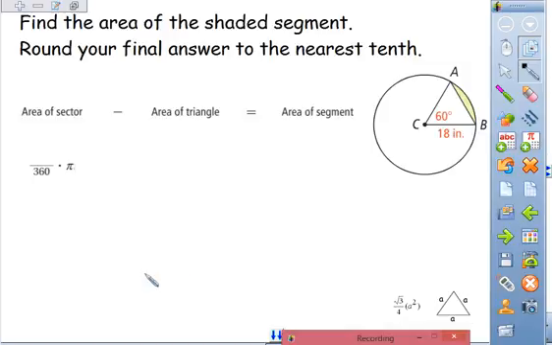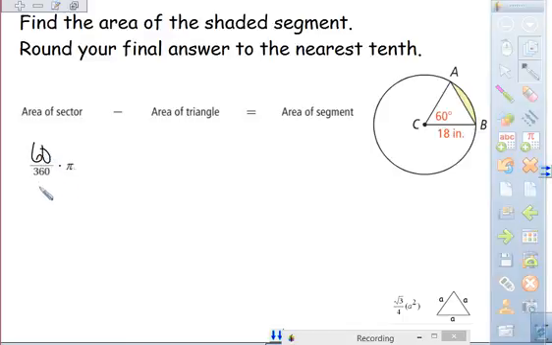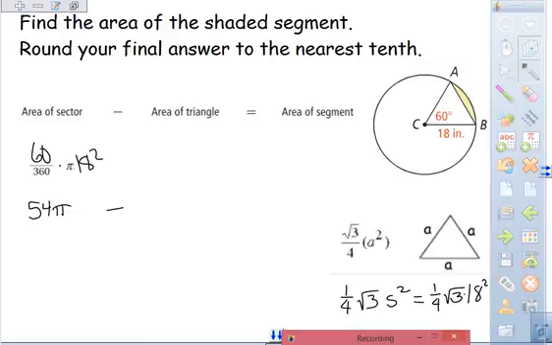Next question is the same idea. Find the area of the entire sector. So that's 60 degrees out of an entire 360. Radius is 18 squared. That simplifies to 54 pi.